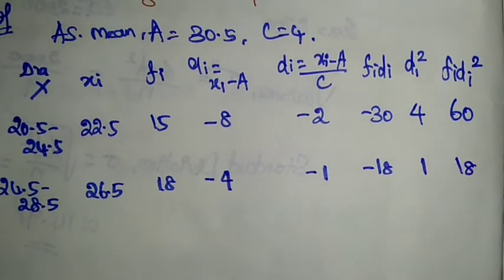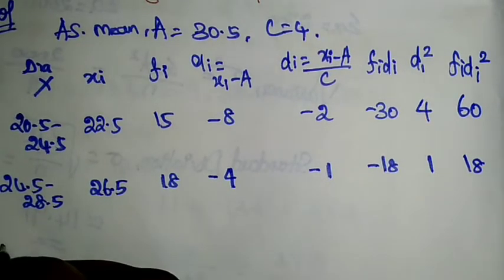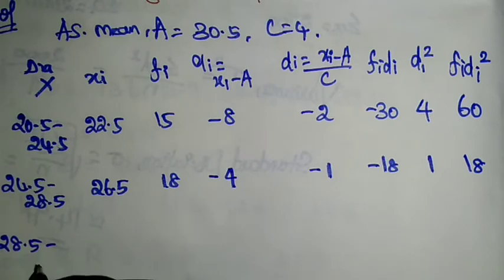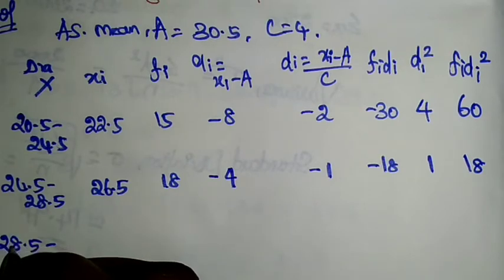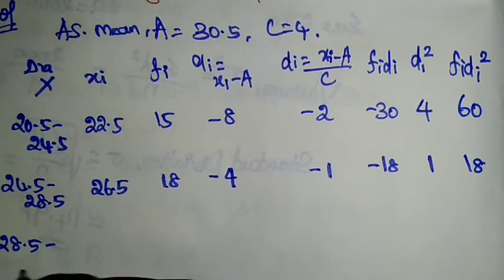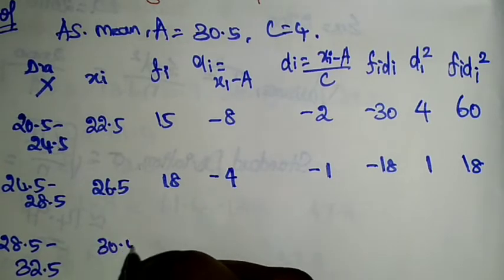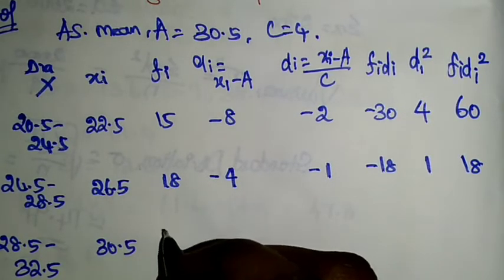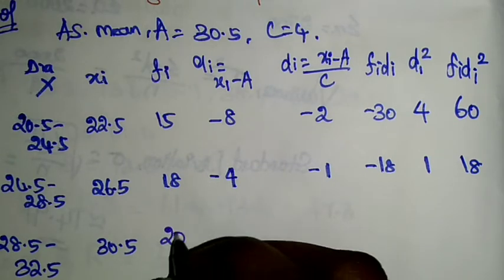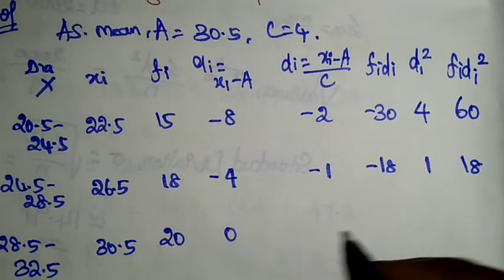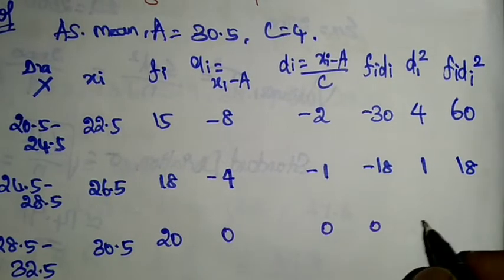Okay, now we have to find for 28.5 to 32.5. Here the middle value is 30.5 and the number of plates is 20. So xi minus a is 30.5 minus 30.5, so here the values are 0.